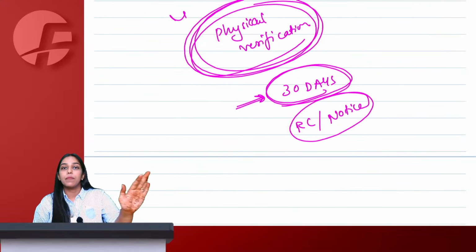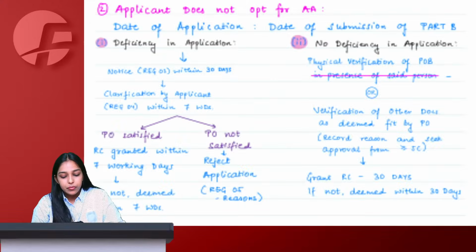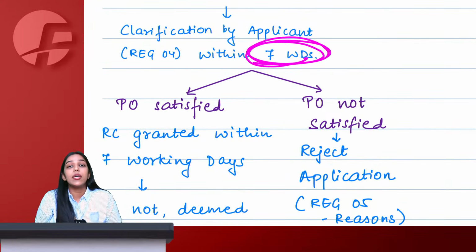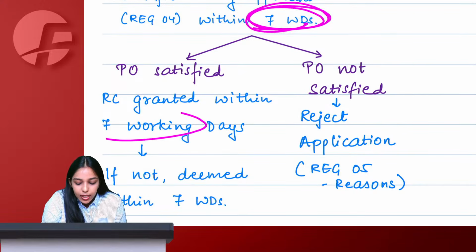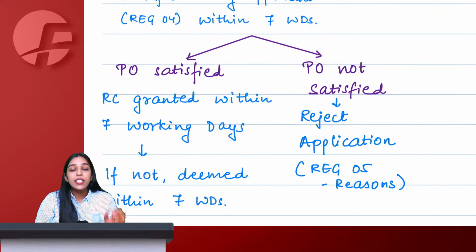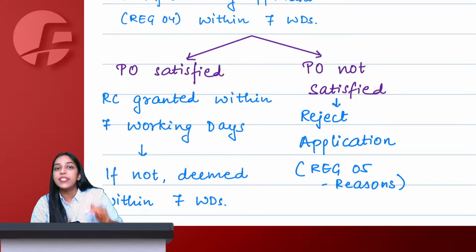Rest everything is the same. Once notice is issued, to reply to this notice, you get 7 working days only. After your reply, the officer again gets 7 working days only to decide, otherwise it is deemed accepted. Everything is the same as the case that we studied above.